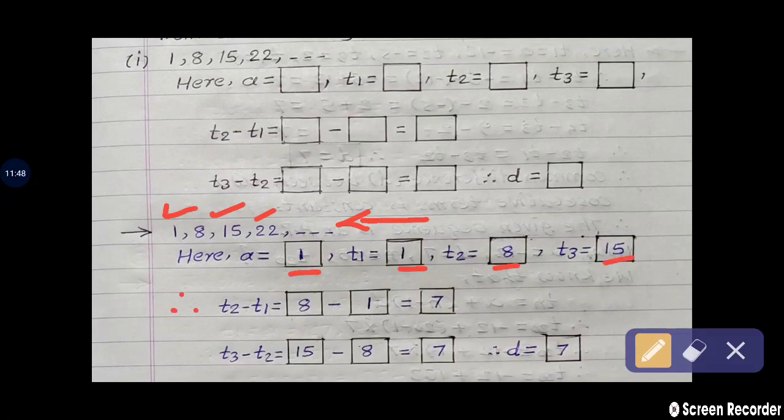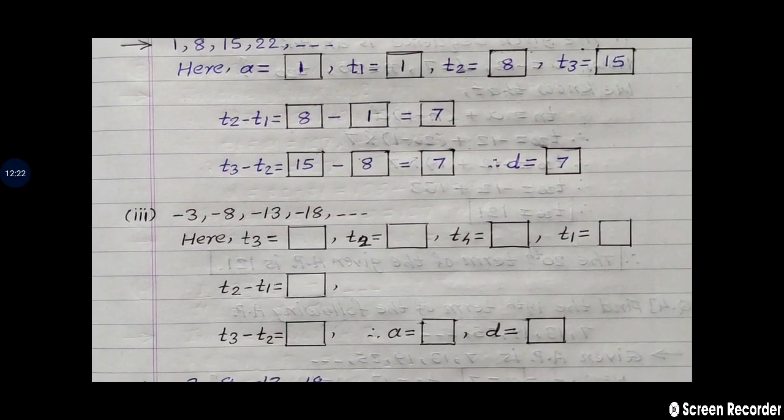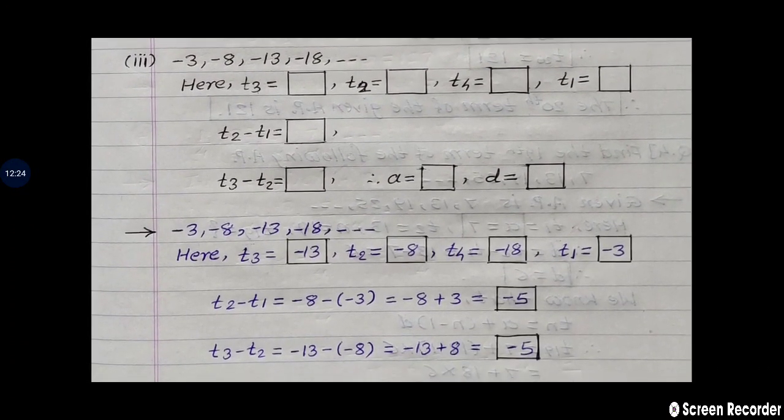Therefore, T2 minus T1 is equal to second term 8 minus first term 1. So 8 minus 1 is equal to 7. Also T3 minus T2: third term 15 minus second term 8. So 15 minus 8, again we are getting the answer 7. And therefore difference d is equal to what? 7. All of you understood? In this way we write the correct answers in the boxes. We are solving one more question that is related to activity based. Check now.